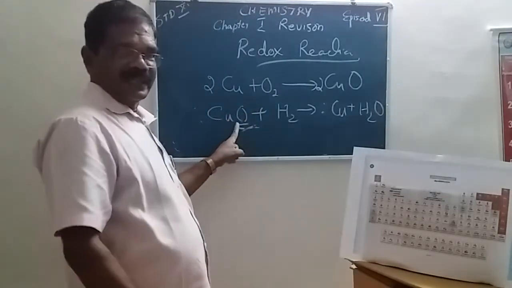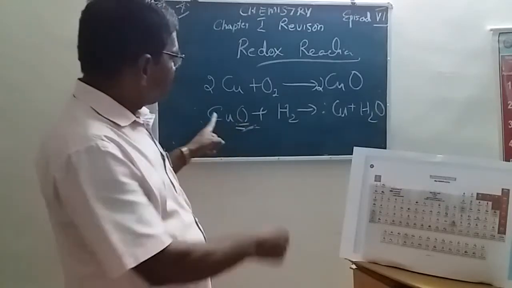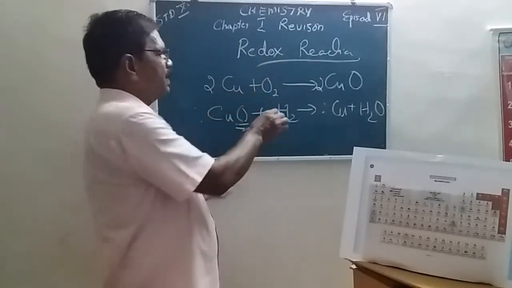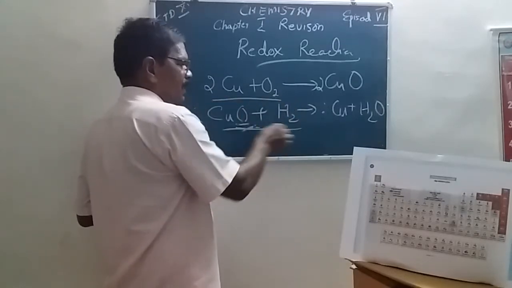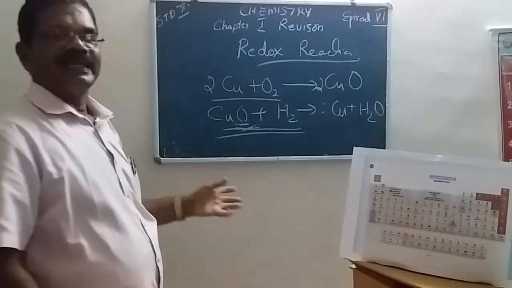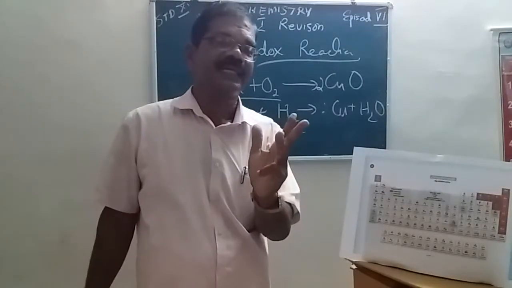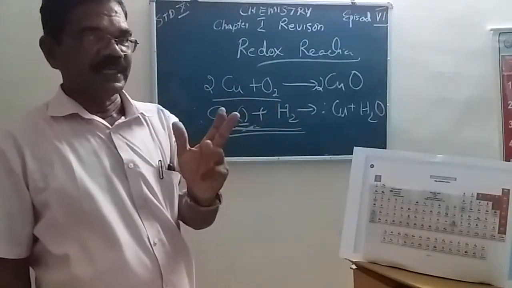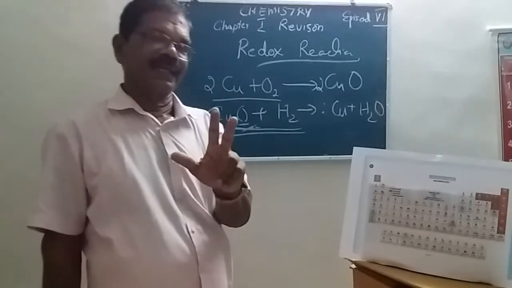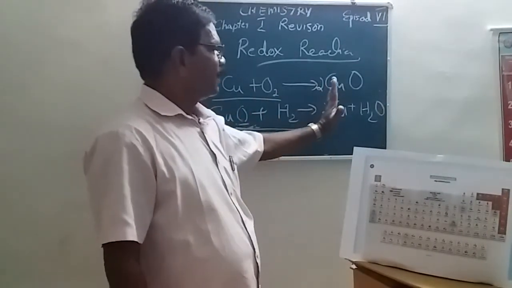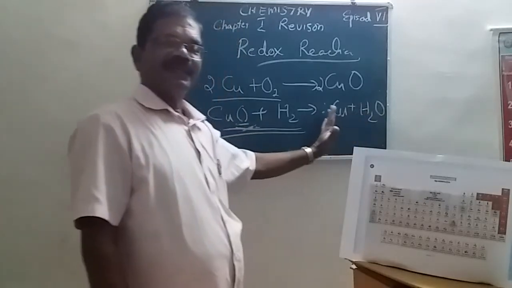The more important thing you have to notice here is that in the case of a redox reaction, you have to do this only on the reactant side. Only on the reactant side. While writing the substance oxidized, the substance reduced, the oxidizing agent or the reducing agent, you never write the formula on the right side.